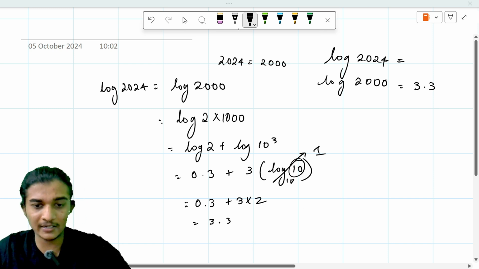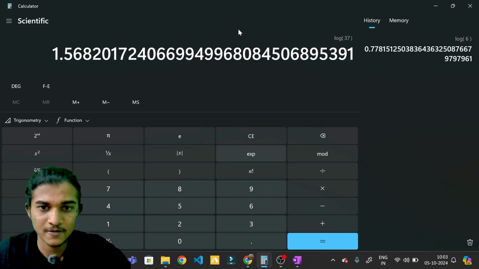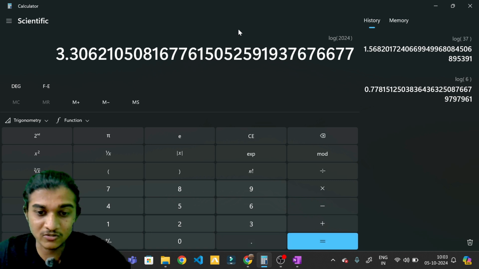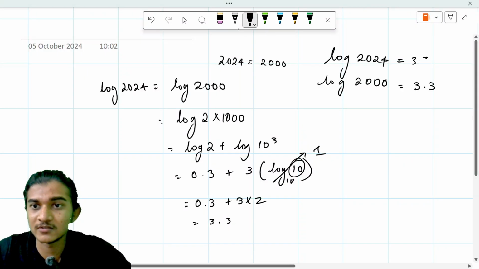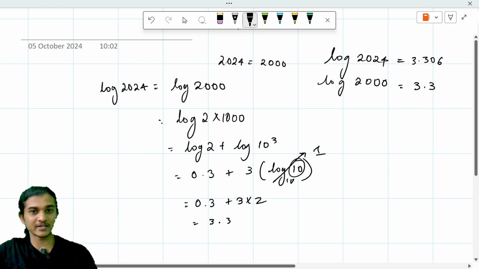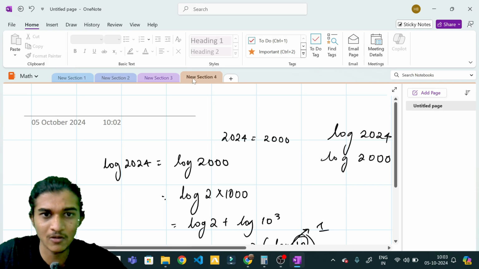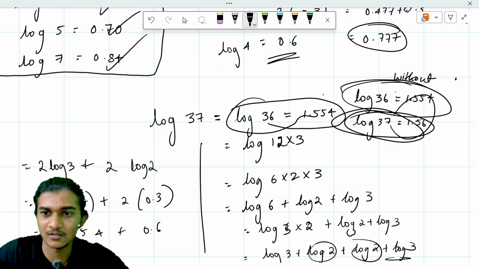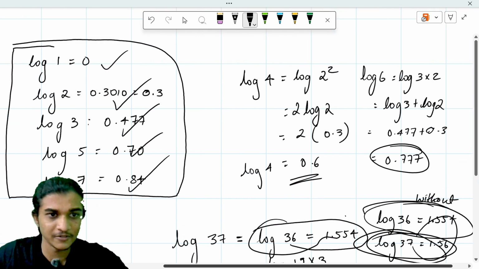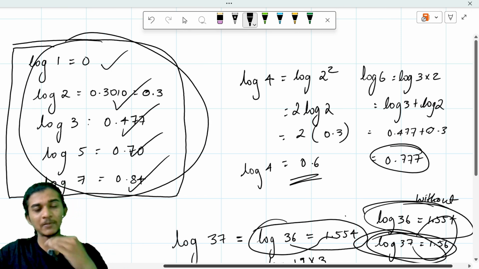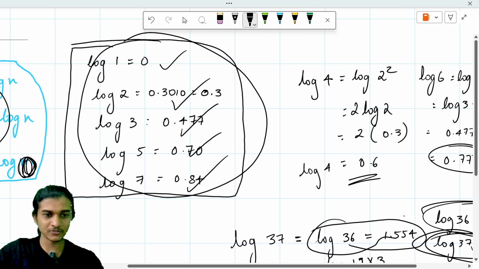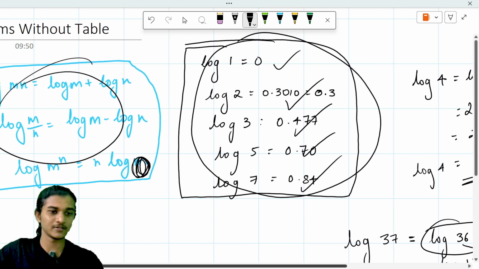Now let us check with the calculator what log 2024 is. Log 2024 is 3.306. How close it is! Without using a table, we didn't use any table. We just remembered a few values. We just remember a few values of the logs up to 6. These 6 values, we just remembered them and then applied them everywhere. So the main thing you have to do is remember these 6 values and these 3 formulas. That's it.